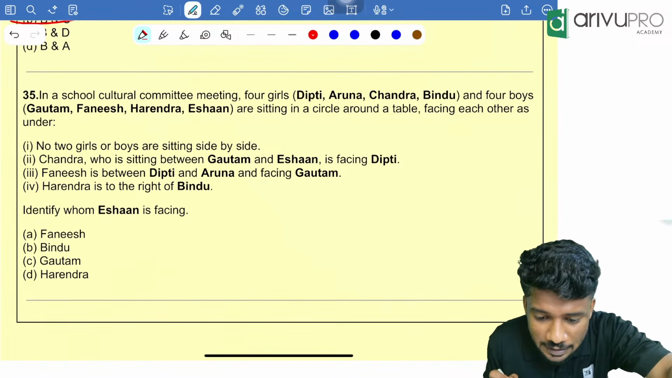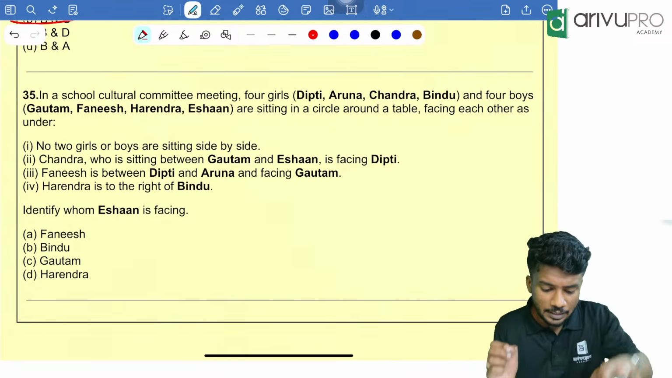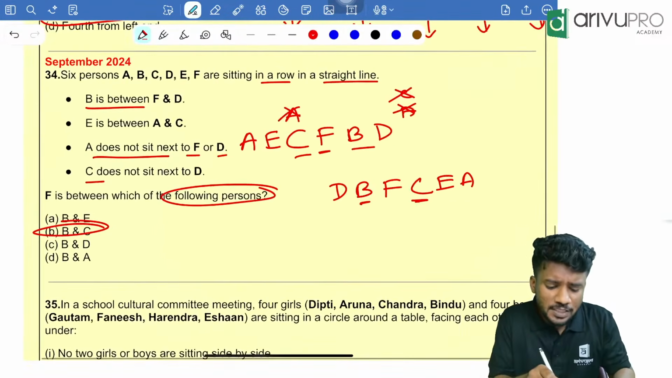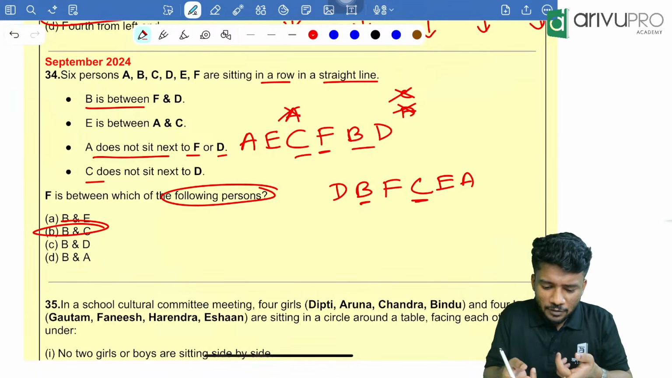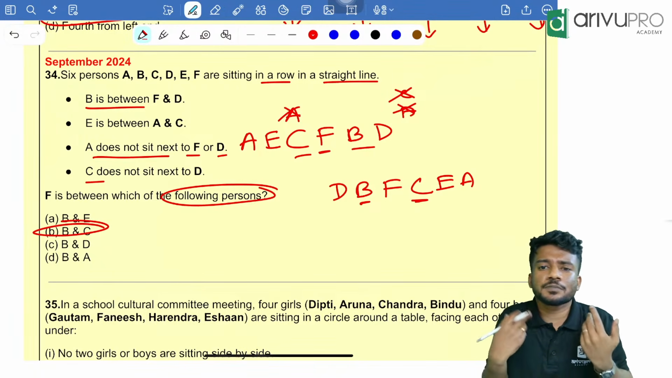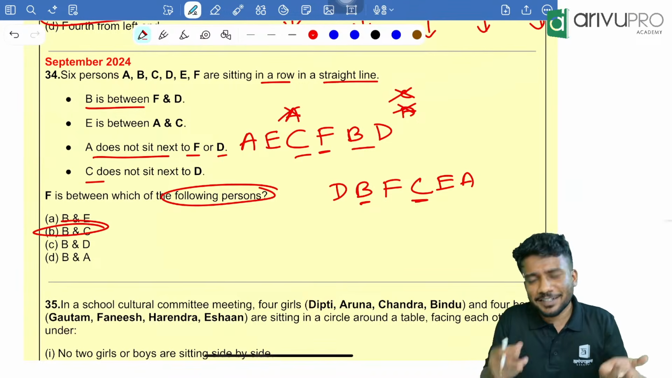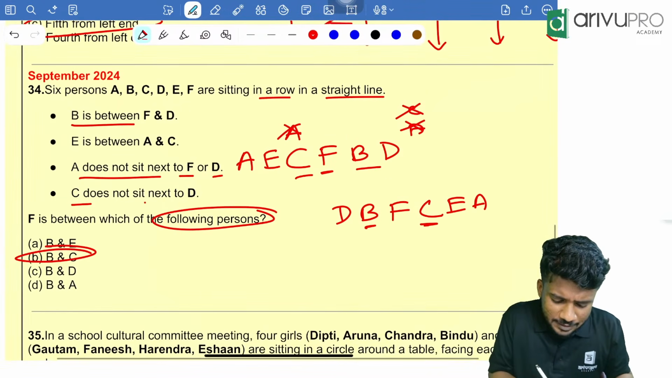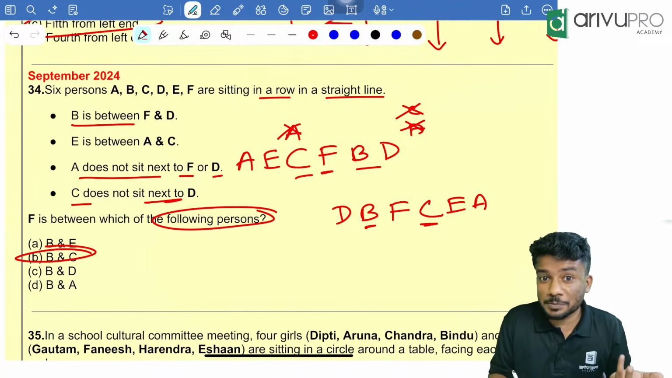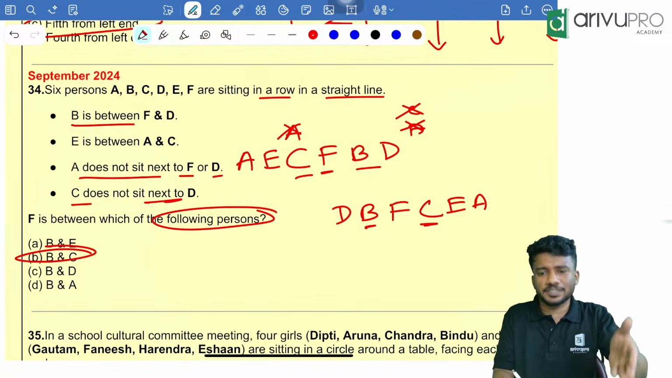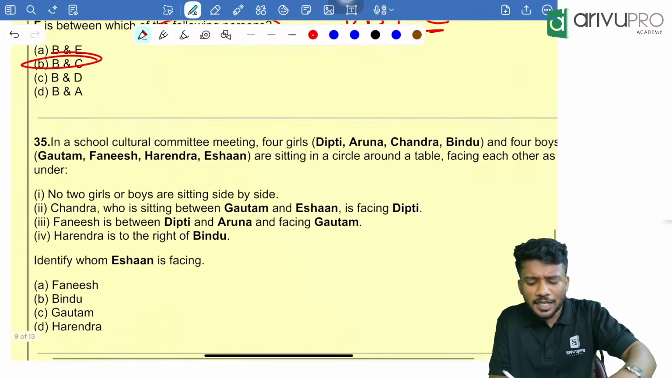How do we check these answers are correct, sir? You need to just cross-check whether some of the conditions are not proper. If one of the conditions is not satisfied, our assumption is wrong, and we need to check the next. For example, here C does not sit next to D, but here C is sitting next to D. So our assumptions, one by one, you need to cross-check. That's when you understand that your answer is correct.